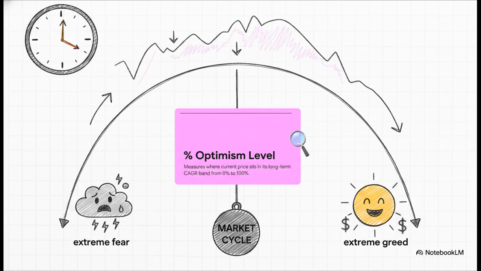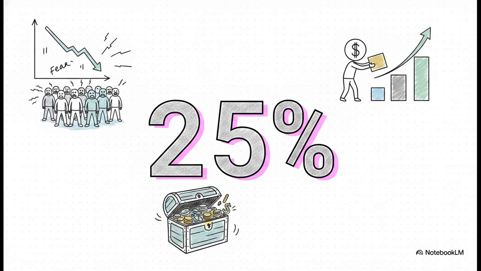This strategy essentially steps back from the daily noise of the charts to ask the big question: where are we in the macro cycle? Think of it like a massive pendulum, constantly swinging back and forth between extreme fear and extreme greed. Now, what's really interesting about this slide is this specific number right here, 25%.